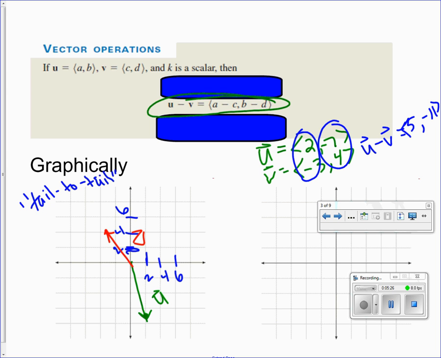And then we're going to connect the two tips together. And that'll be the difference. And you can see in that blue vector that we just drew, if we wanted to count, it goes right 5 and down 11, which again is how we get the difference: 5, negative 11. There's another way to graph this, and that is tip to tip.